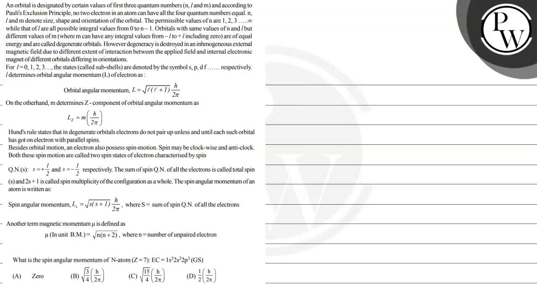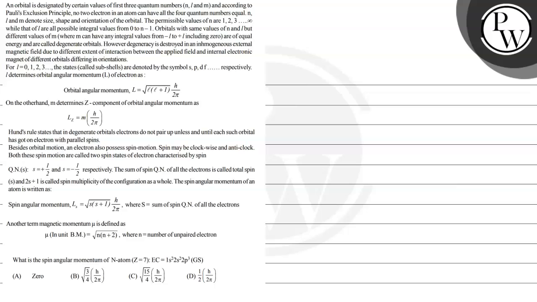So the question says, an orbital is designated by certain values of first three quantum numbers n, l and m, and according to Pauli's exclusion principle, no two electrons in an atom can have all the four quantum numbers equal. So n, l and m denote size, shape and orientation of the orbital. The permissible values of n are 1, 2, 3 up to infinity, while that of l are all possible integral values from 0 to n minus 1.